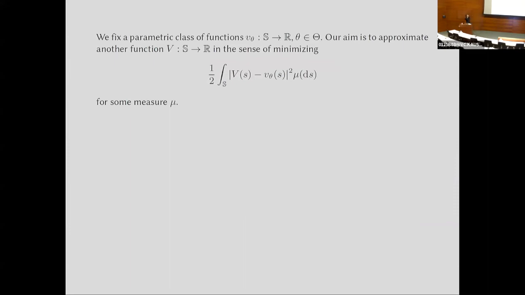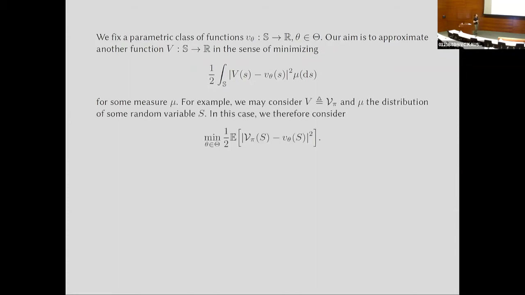Okay, so let's start really simple and talk a little bit about approximation. We have some kind of function V defined on some measurable space S. This doesn't have to be the state space. And we would like to approximate that with some function V theta, and we can vary the theta somehow to get as close as possible. And the metric that we use is some kind of L2 distance with respect to some measure mu. Very standard thing to do.